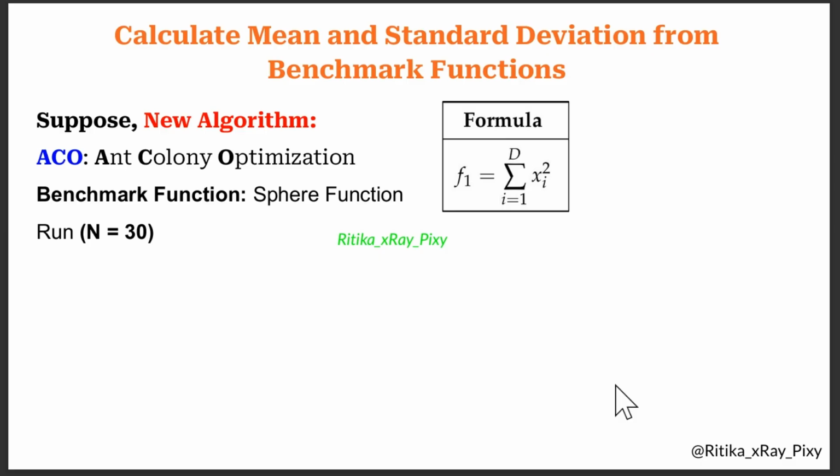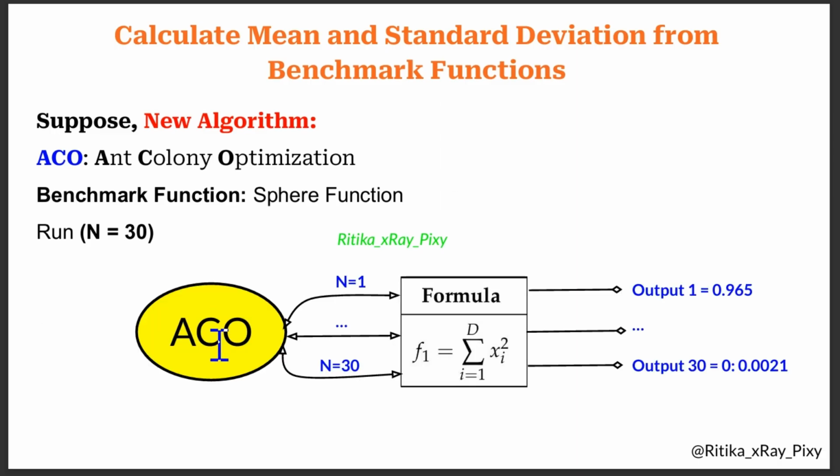Suppose here we have the optimization algorithm ACO and we run this algorithm on benchmark test functions. The first benchmark test function we have here is the sphere function. Now n times we will run ACO on this benchmark test function. Suppose we run this algorithm 30 times. Now the value for n is 30. It means 30 times we will run this algorithm on this sphere function.